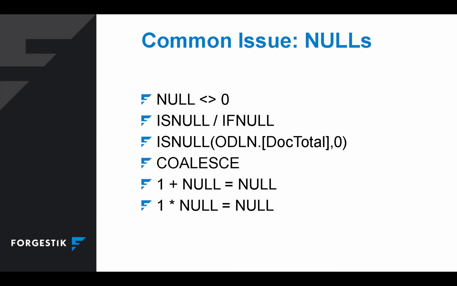They're exactly the same. So you would do something like my third bullet point there, isNull odln.doctotal to 0. So if it detects that you have joined a delivery and there isn't a delivery, it will give you the number 0 instead of null. You can also use coalesce, which is a little more advanced function, but basically the same thing. So if you use 1 plus null, it will equal null, and 1 times null equals null. So if you're having issues with summaries, you're having issues with your aggregate functions, you need to handle the nulls.